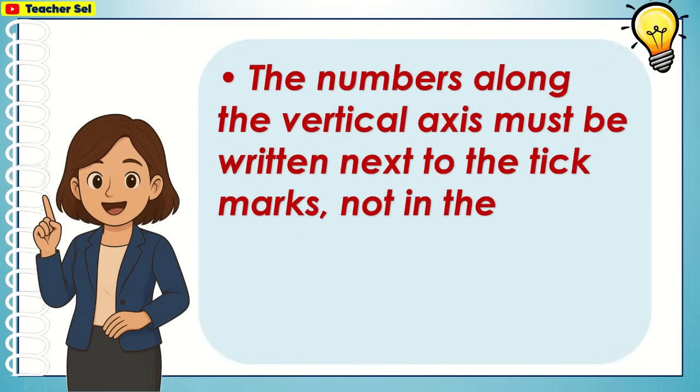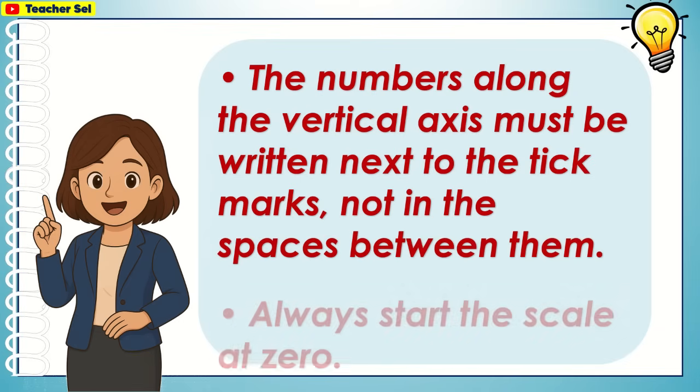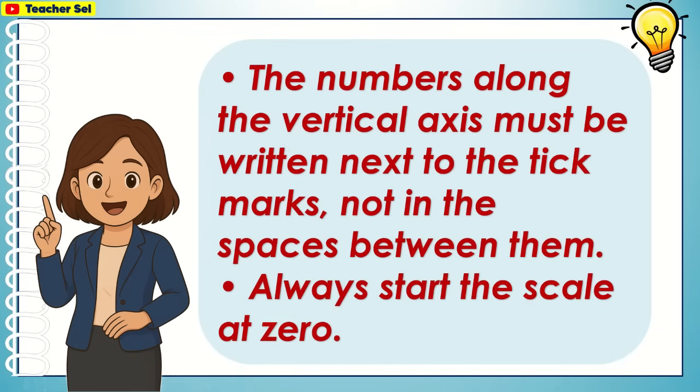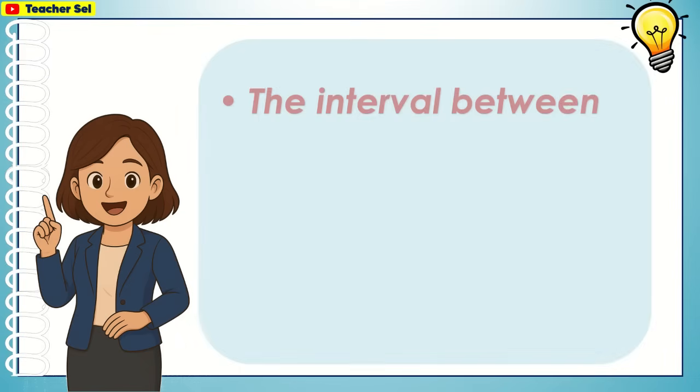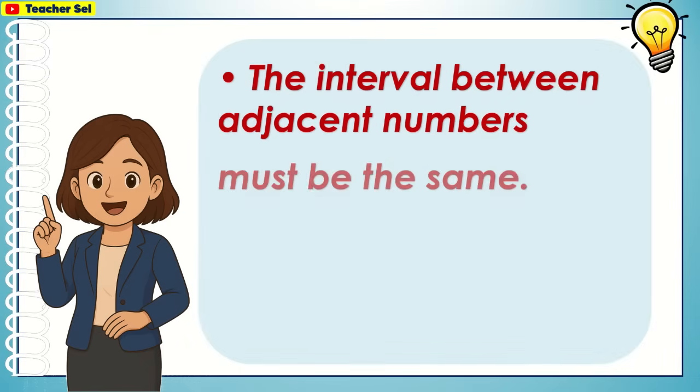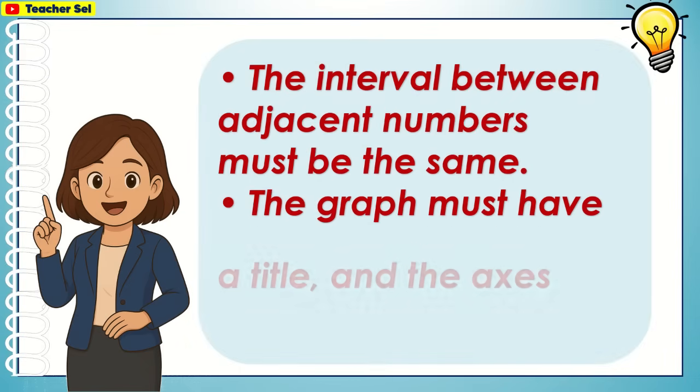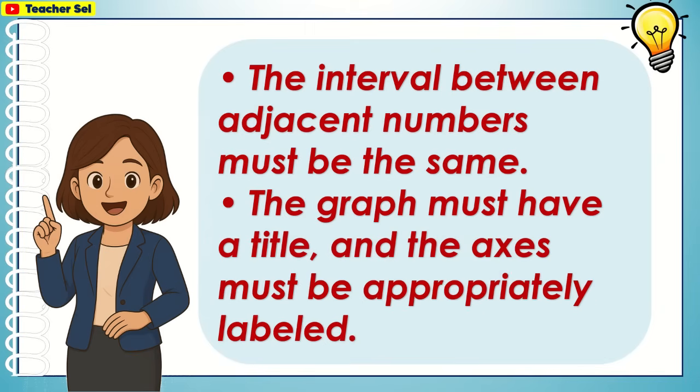The numbers along the vertical axis must be written next to the tick marks, not in the spaces between them. Always start the scale at 0. The interval between adjacent numbers must be the same. The graph must have a title, and the axes must be appropriately labeled.